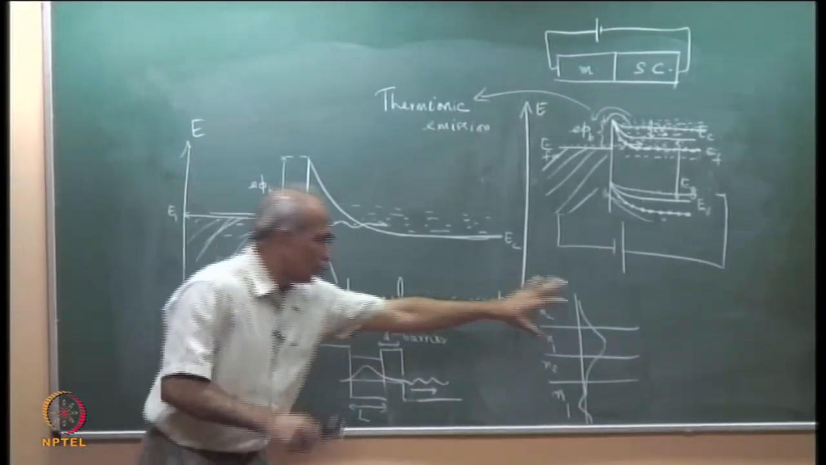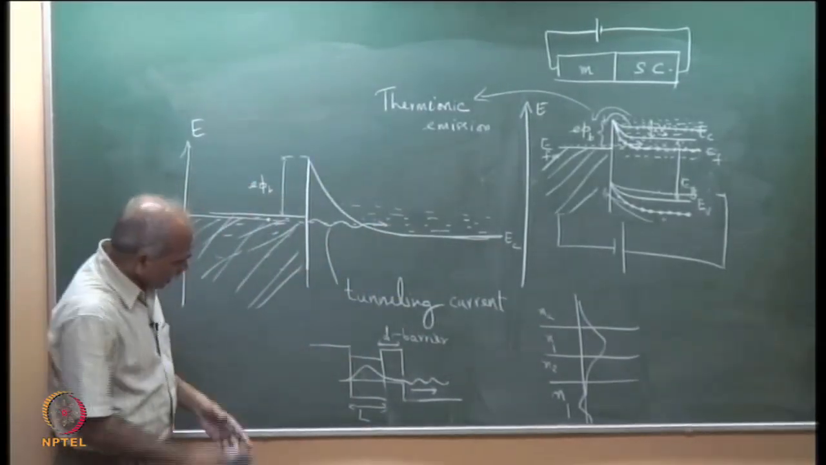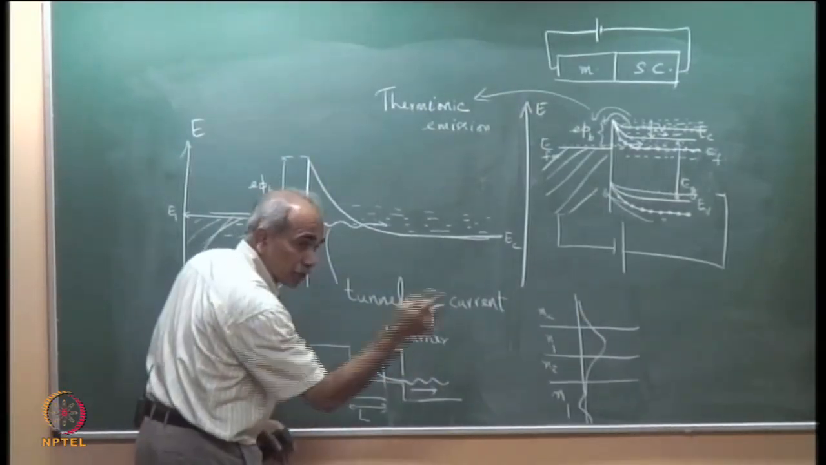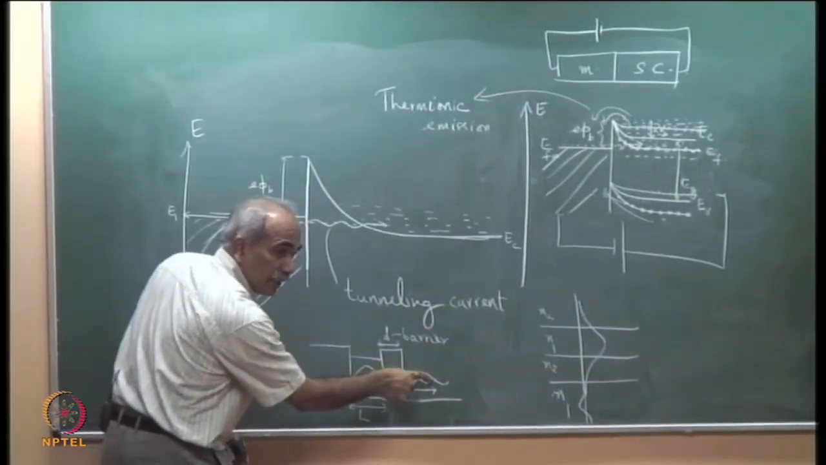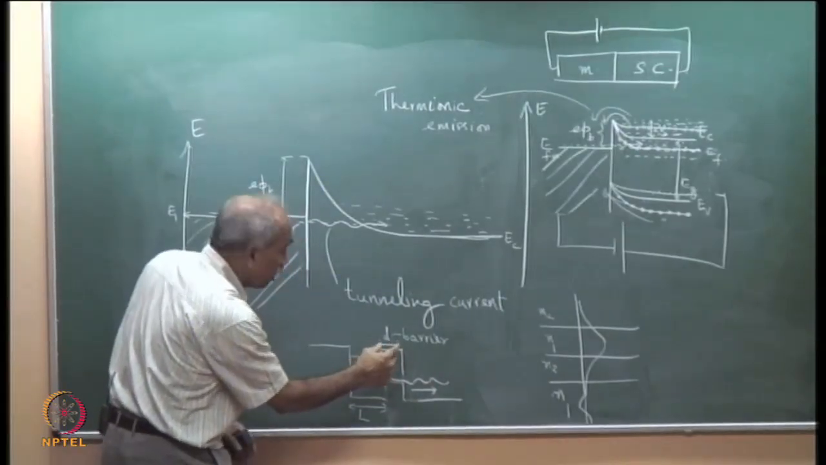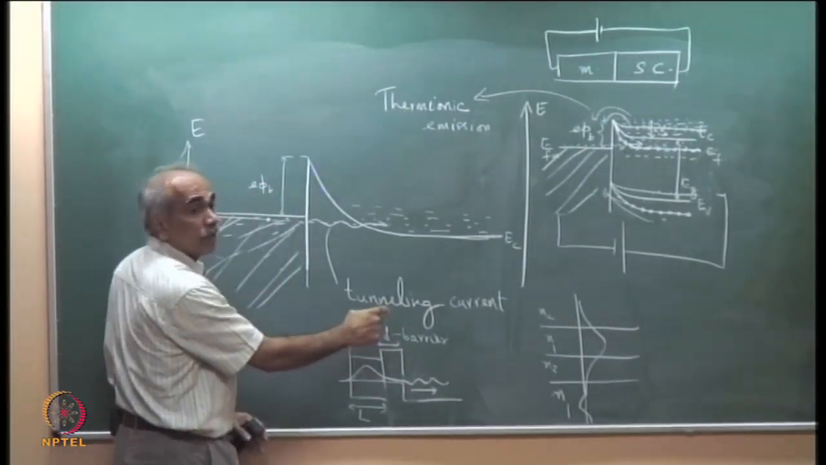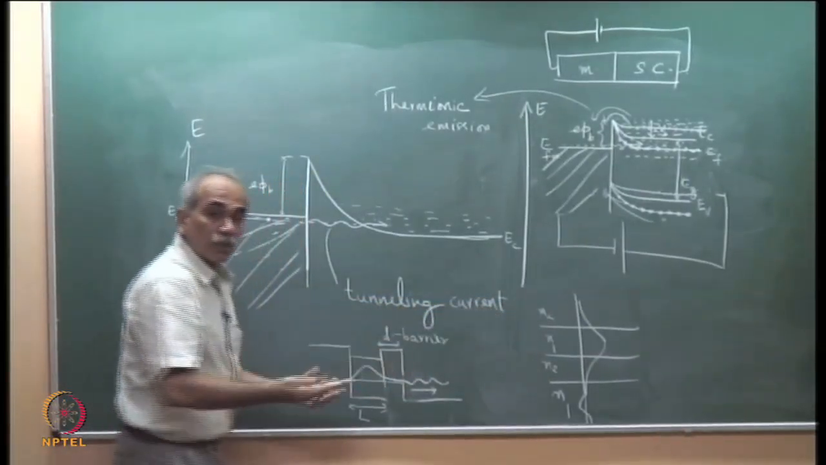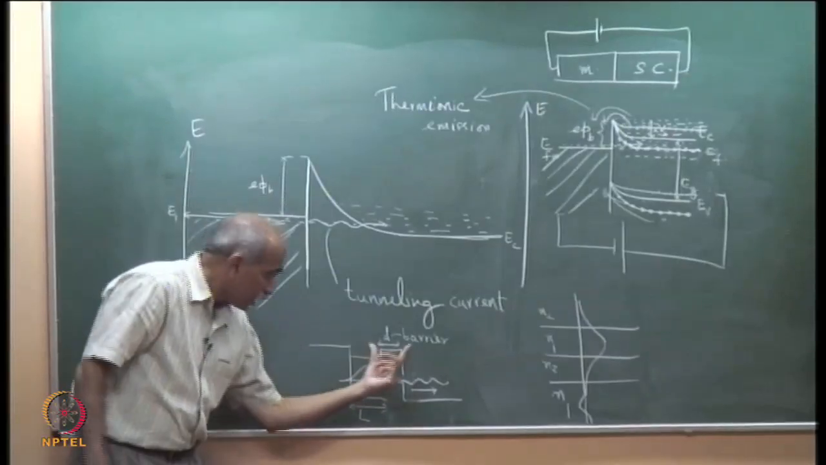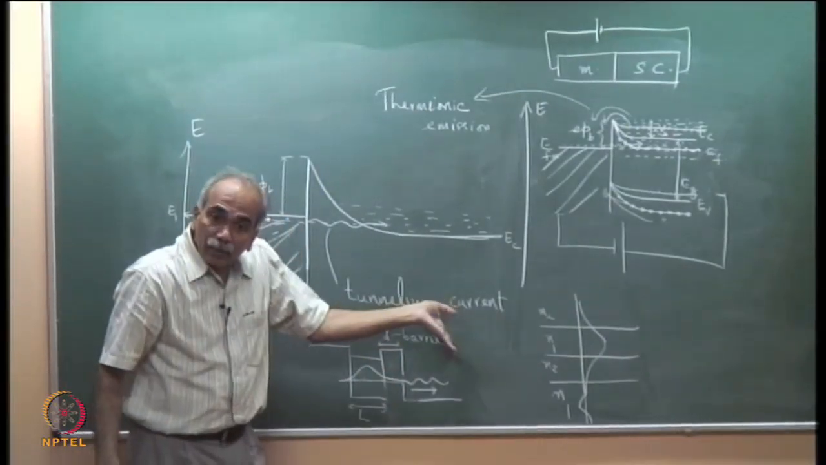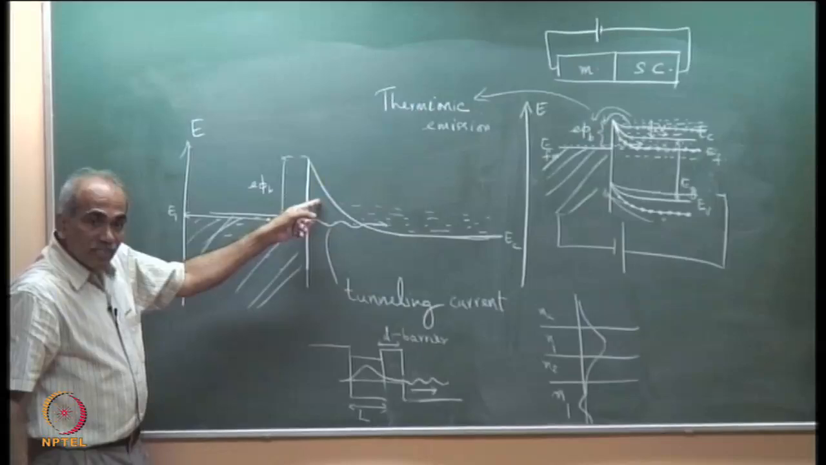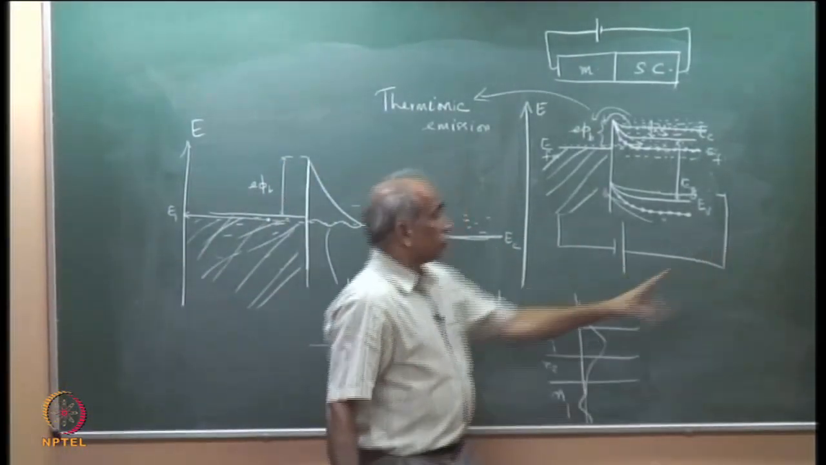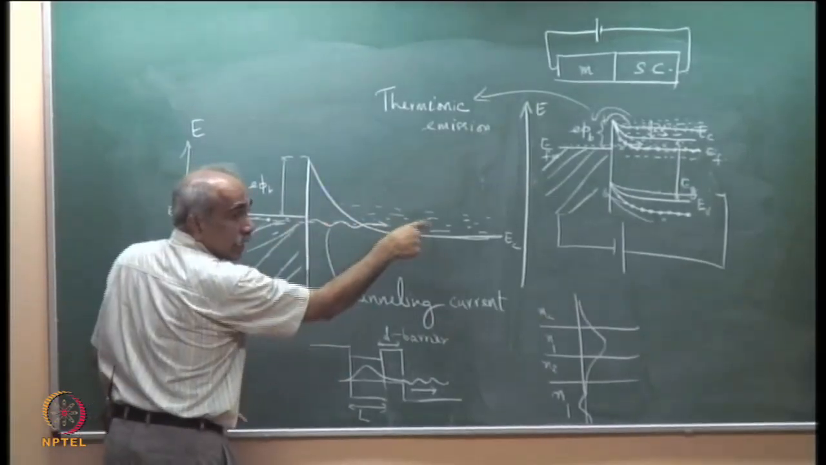So, let us not go so much into this. The important point is, if there is a barrier, then tunneling is possible, but the tunneling probability is inversely proportional to the width of the barrier. Smaller the width, larger is the tunneling probability. This is a quantum mechanical result which you can show. And therefore, in reverse bias, the current is primarily due to tunneling.